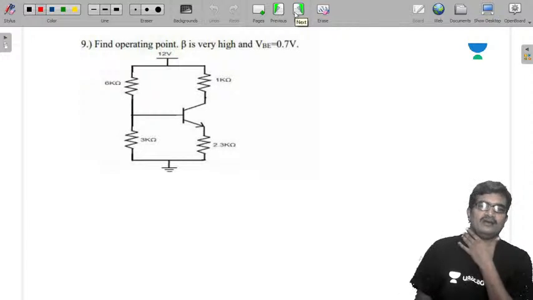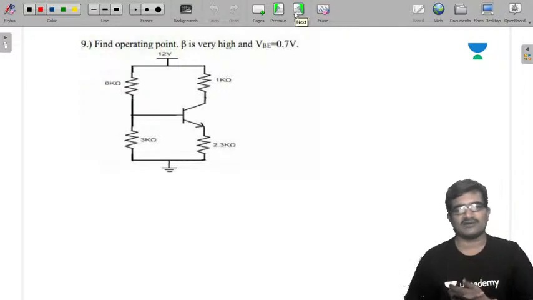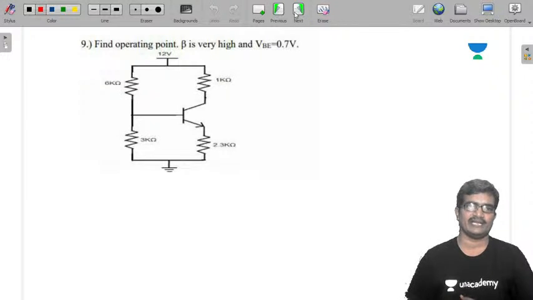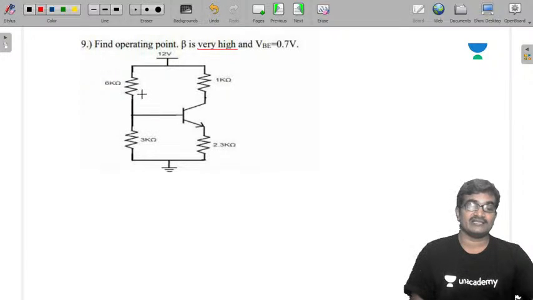Next, see this next problem. Find the operating point. Beta is very high. So far, in all the problems we studied, they gave some beta value. It may be 49, 50, 100, like that they gave some value. Here they are simply saying beta is very high, a statement in place of a beta value. Then what is the meaning of this?